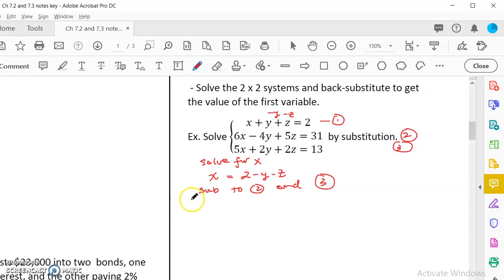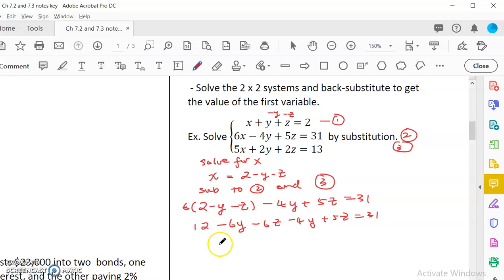Substitute into equation 2: whenever you see X, you put it in. So you say 6 times (2 minus Y minus Z), because that is X, minus 4Y plus 5Z equal to 31. Distribute: 12 minus 6Y minus 6Z minus 4Y plus 5Z equal to 31. We don't have X anymore. We have negative 10Y, and then we have negative 1Z, and then we subtract 12 on both sides, so equal to 31 minus 12, 19. This is my new equation 1 of the 2 by 2.